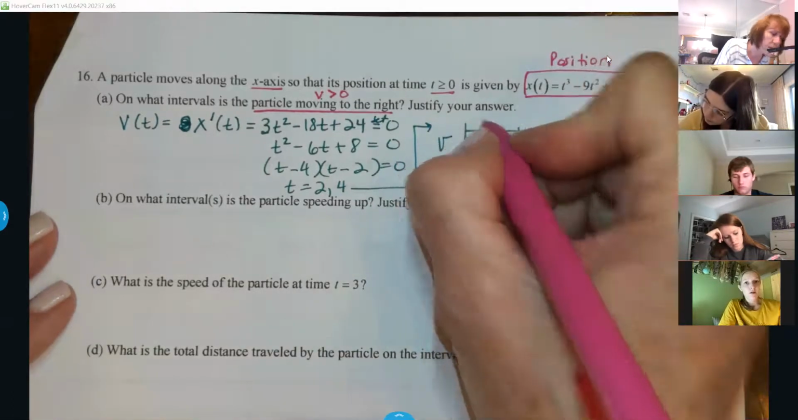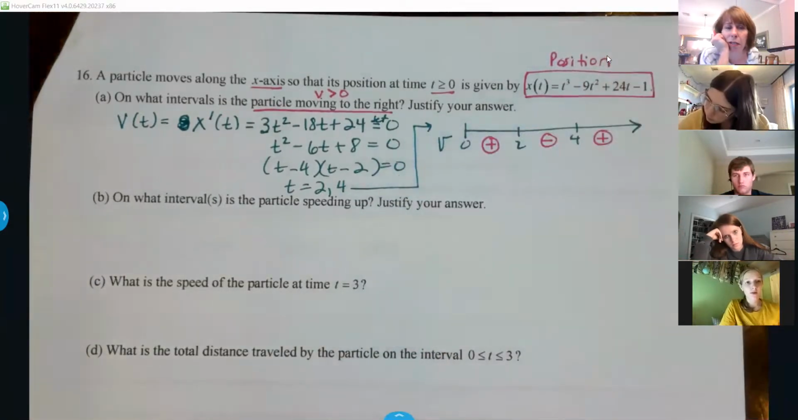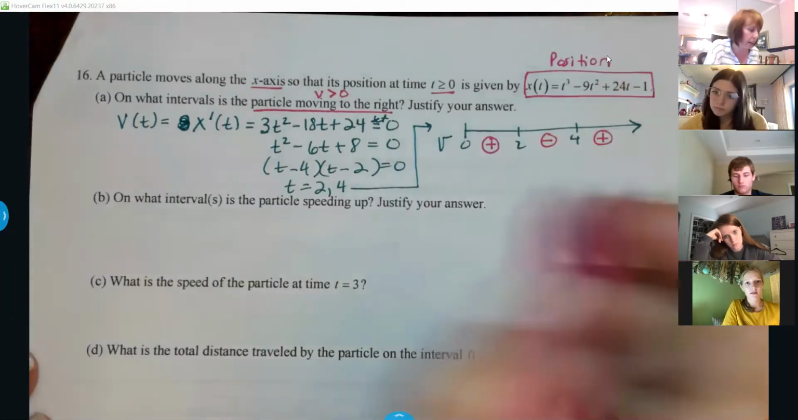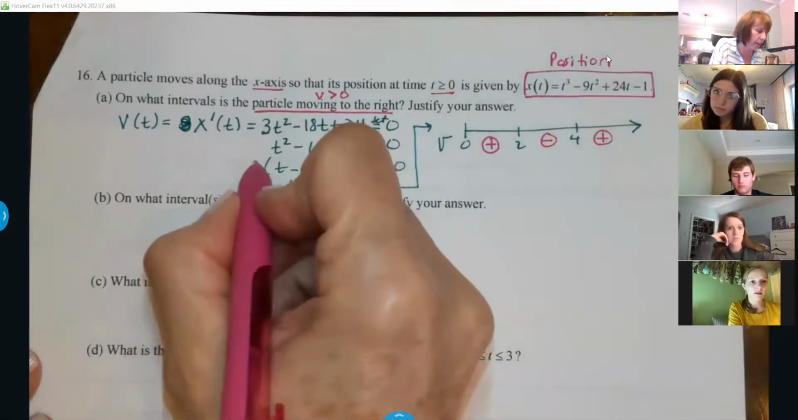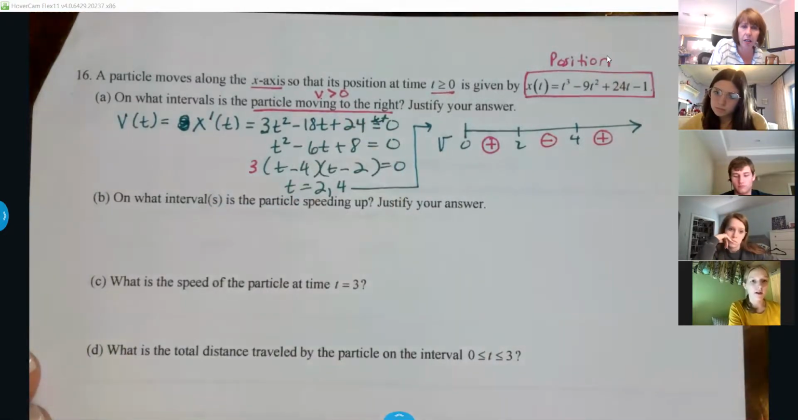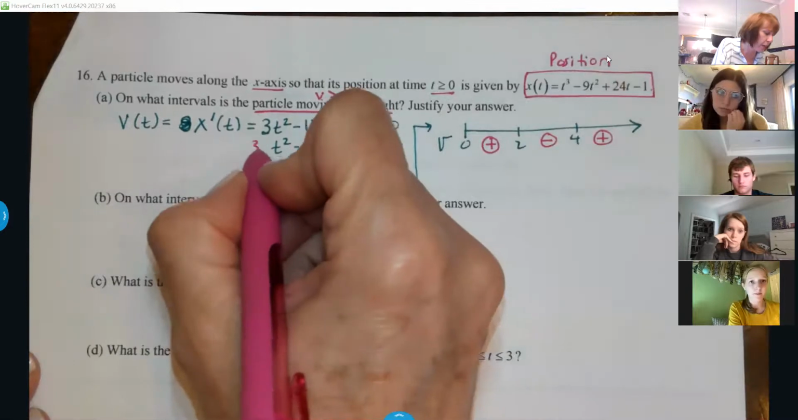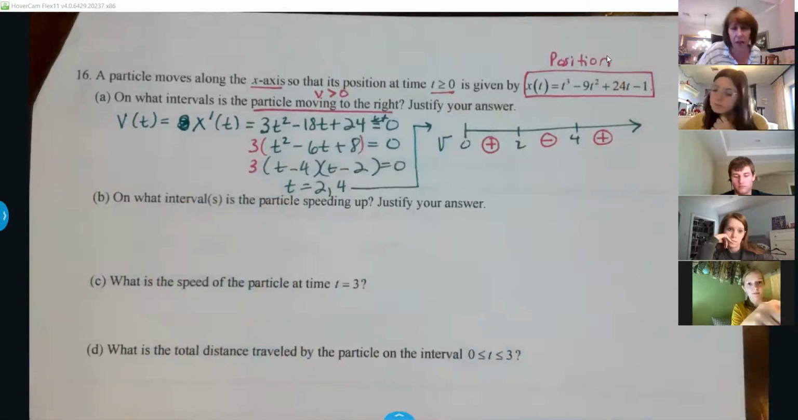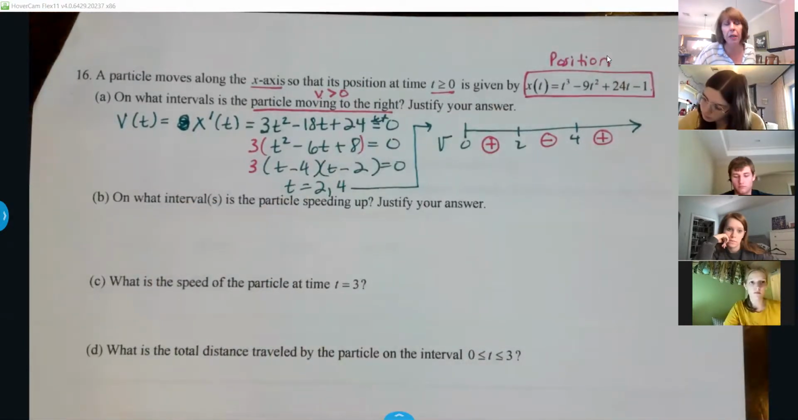Miss here, Marie? Yes. If you did have a negative, like if it was negative 3t squared, could you still factor it out and just not divide it? Exactly. I would have left it like out here. Okay. Absolutely. And you can always do that, right? But yeah, if we're just looking at the signs, then this will work.